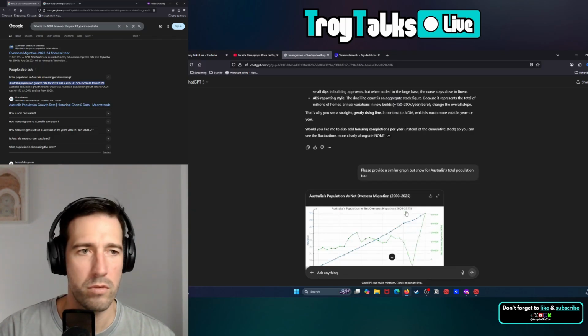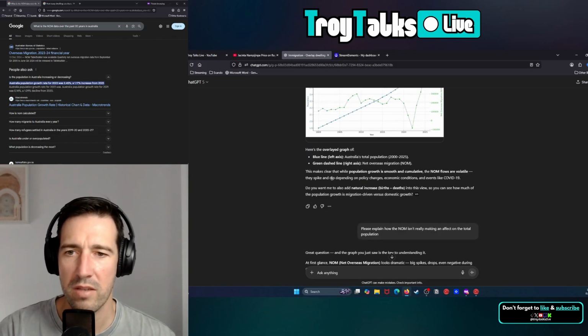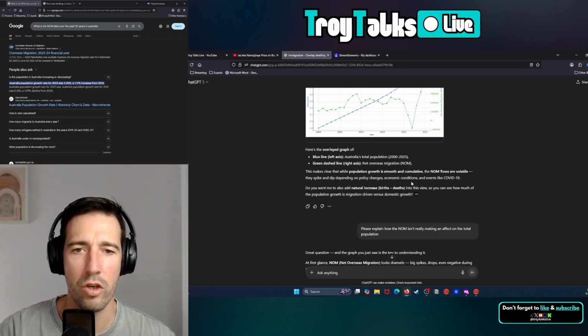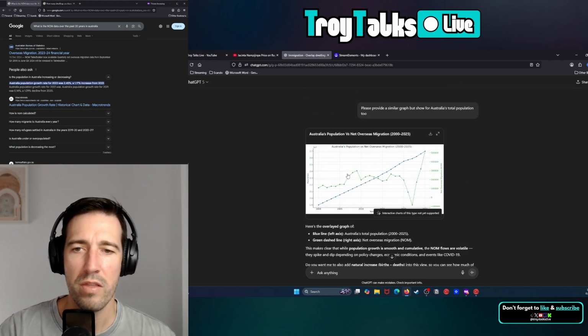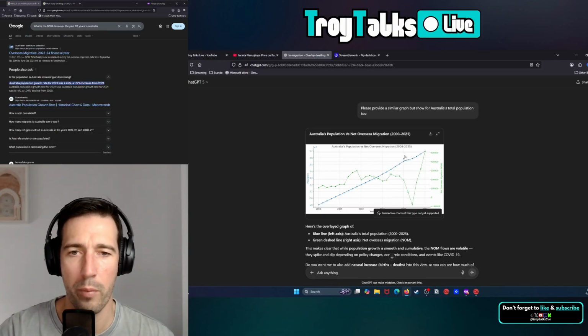This makes clear that while population growth is smooth and cumulative, the migration flows are volatile. They spike and dip depending on the policy changes. So what I wanted to get from this was, did these changes in net overseas migration really have an effect on the total population?